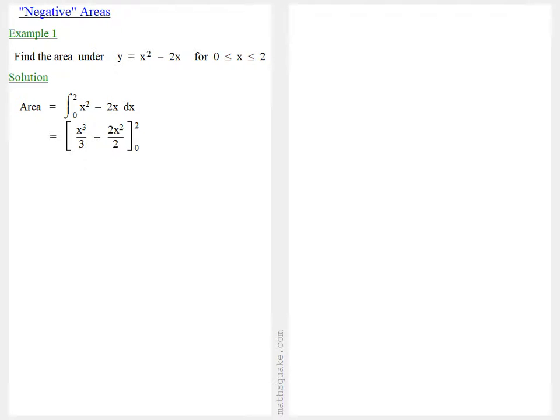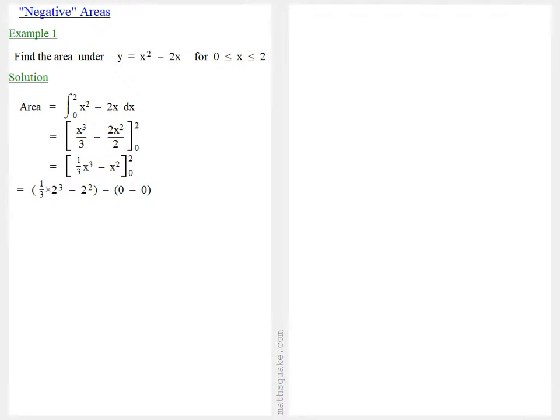X to the power 2 becomes x to the power 3 over 3, and minus 2x becomes minus 2x squared over 2 between 0 and 2. Now that simplifies to 1/3 x cubed minus x squared between 0 and 2, and we substitute 2 into the formula and then subtract what we get when we substitute 0 into the formula.